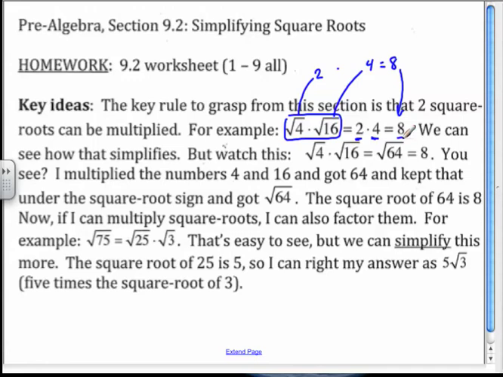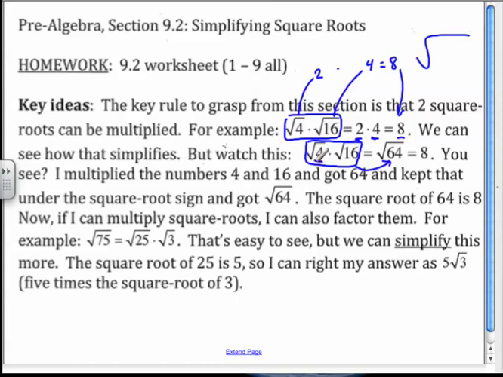But if we also look at this part, watch what happens here. The square root of 4 times the square root of 16 is equal to the square root of 64. I just multiplied the 4 and the 16 to get 64, and I kept it under the square root. We can actually multiply radicals by each other, but they have to both be radicals. And some of you may say, hey, Mr. C, what are you talking about, a radical? This is a radical sign, which means the square root of.